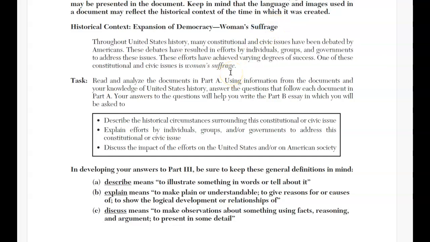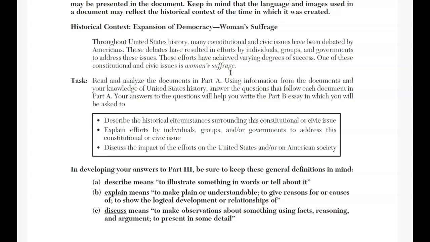So universal white male suffrage was what happened in the early 1800s. At first, only Americans who were white and male and owned land could vote. Then it was white, male, and owned property. It could be land, but it could be a business, and you had to own a certain amount of it. Then it became universal white male suffrage, so all white males could vote, adult white males. At the time, adult meant over 21.